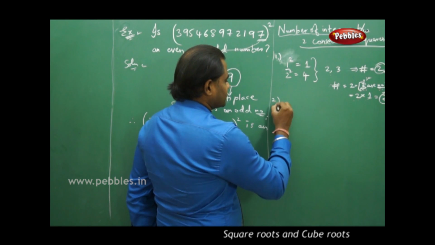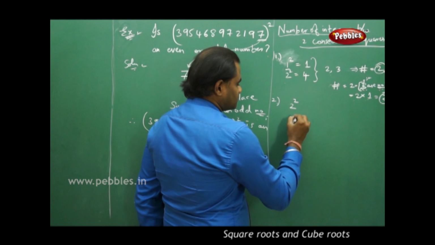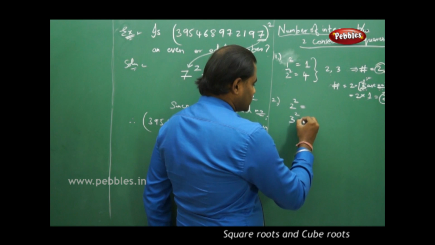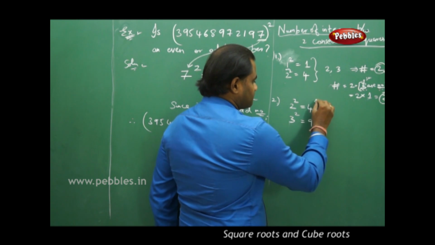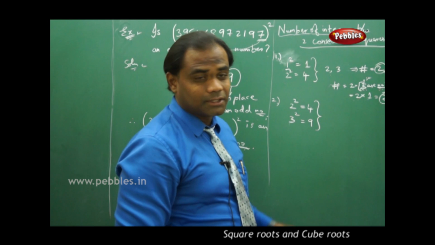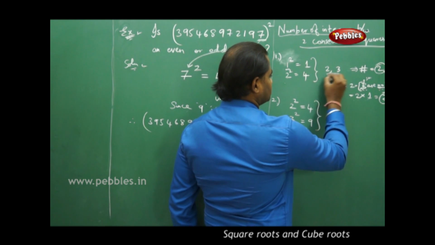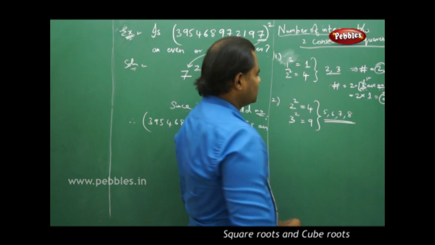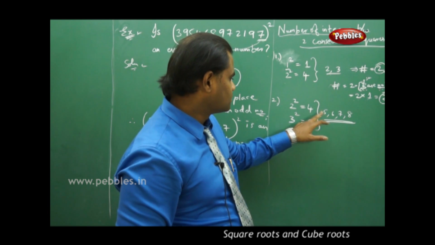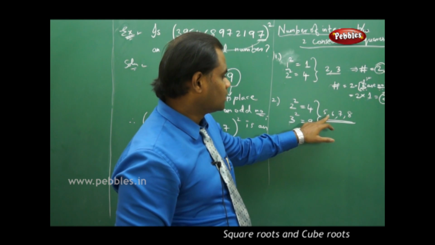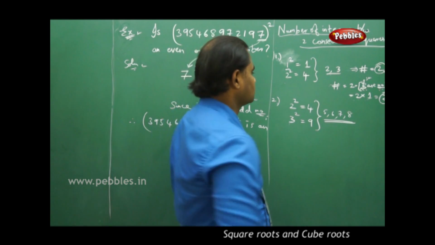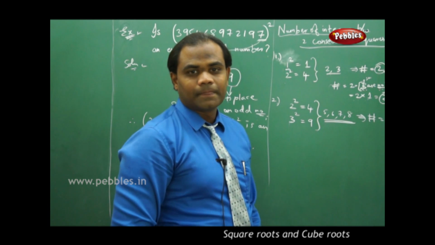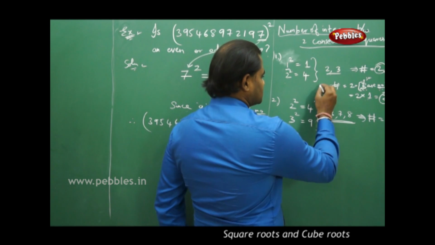Let me take in the second case the consecutive integers as 2 and 3, so that the squares of 2 and 3 are 2 square and 3 square, which are 4 and 9. In this case, let's see how many integers lie between 4 and 9: 5, 6, 7 and 8. So here I find that there are 4 integers which lie between 2 square and 3 square: 1, 2, 3, 4. So here I find that the number is 4.